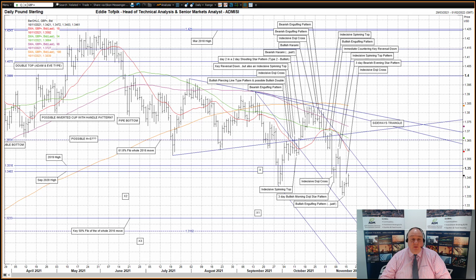Initial target X2 in the 133.60 area and a secondary target X3 in the 131.10 area. Now last Friday saw target X2, that's the initial target for this pattern, reached. As you can imagine, target X3, the secondary target, is so much harder to reach.